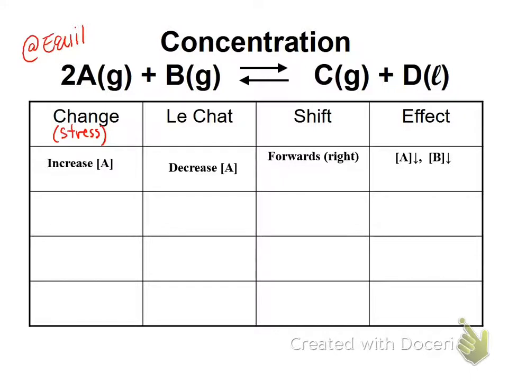And then something else happens. When we shift to the right, A and B get used up to do what? To make into C and D. And so it turns out that C goes up.